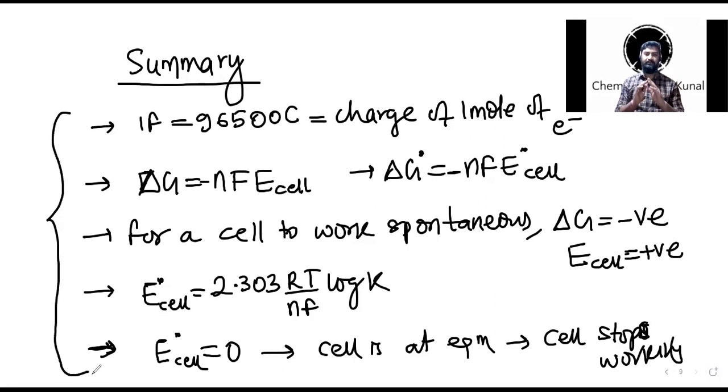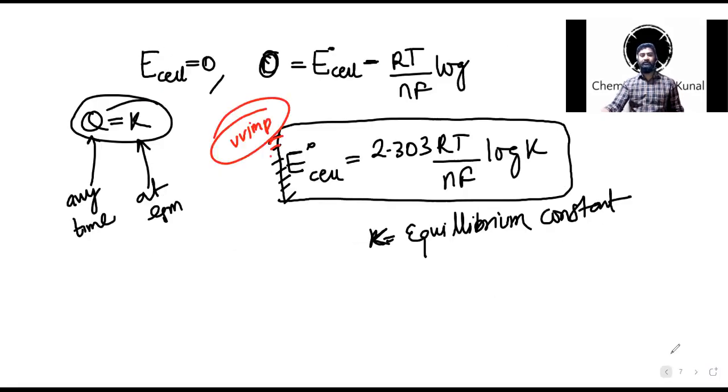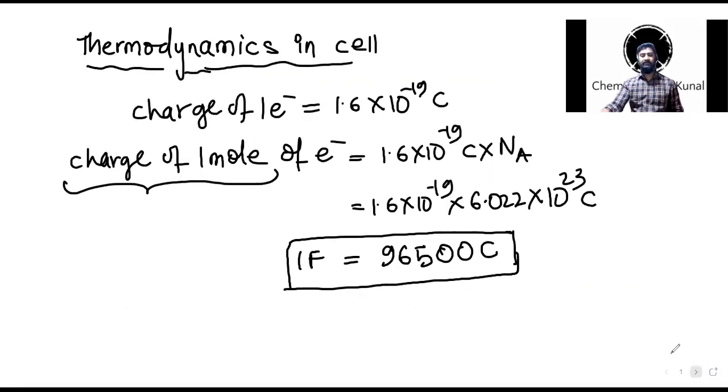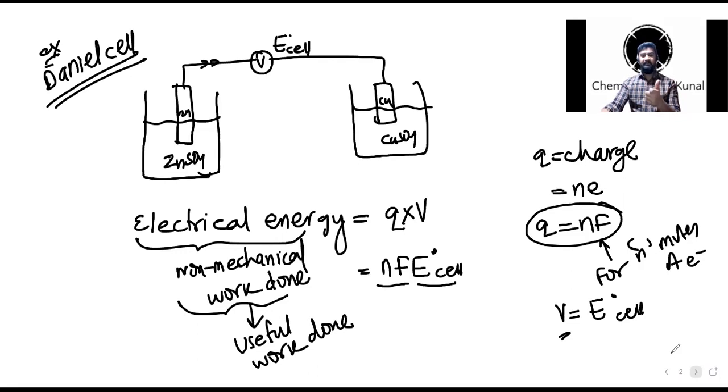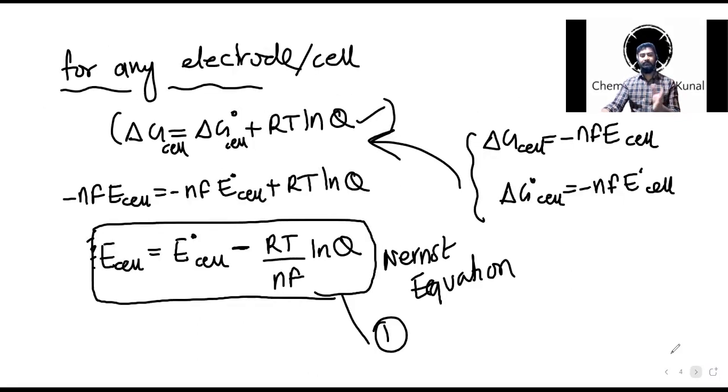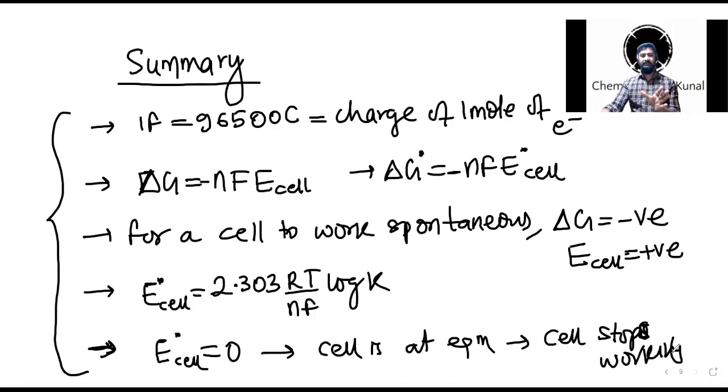So these are the summary of the discussions we had up till now. With this, we are done with the topic of thermodynamic treatment. These are the main things that we had to learn about it, where I majorly told you about the formulas, how they are calculated, what the important formulas are. And here I should tell you what n is. n is the number of electrons transferred.